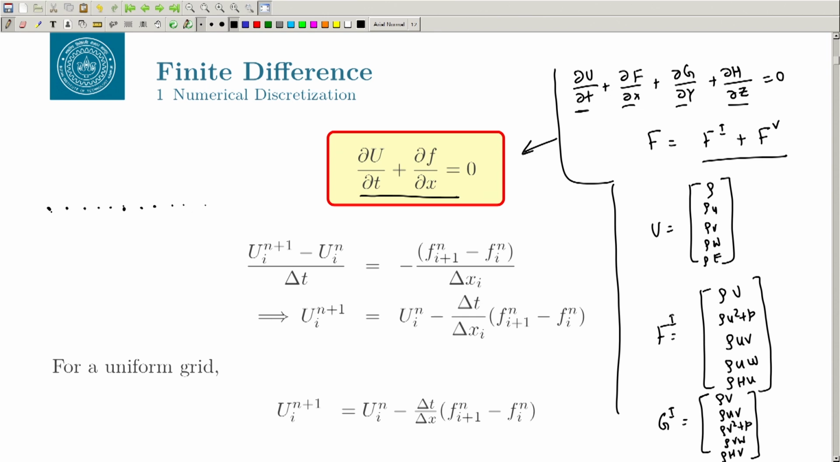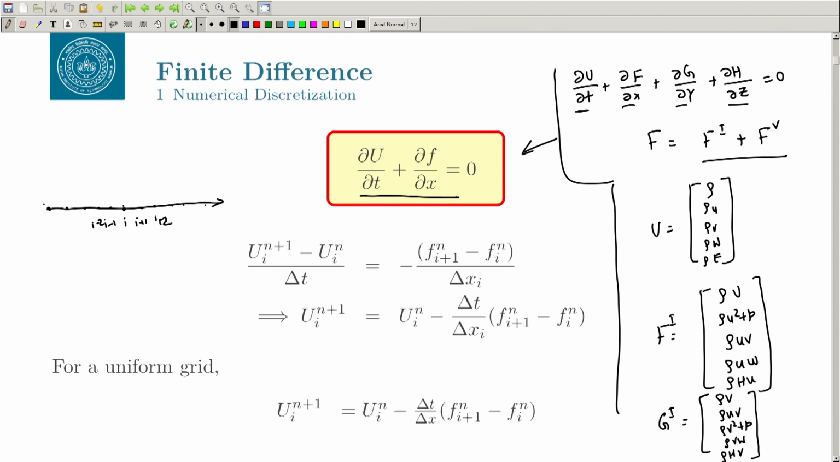So, what you are doing is, let us say this is i plus 1, this is i minus 1, sorry, i plus 2, i minus 1, i minus 2 and so on and so forth. So, this we have discretized in space.